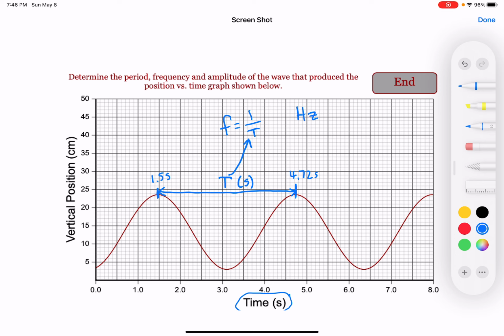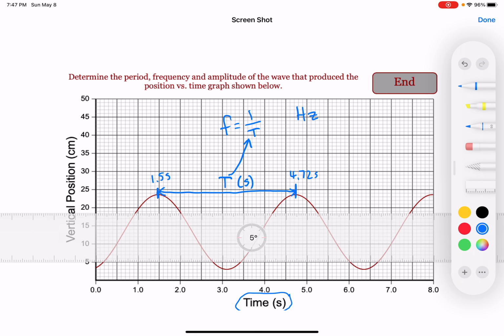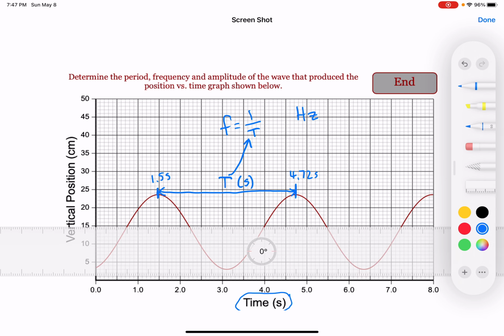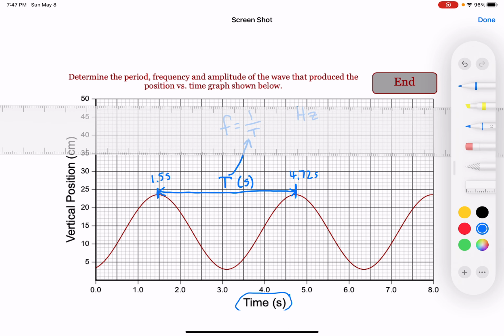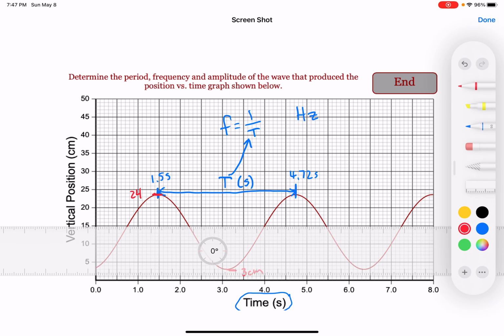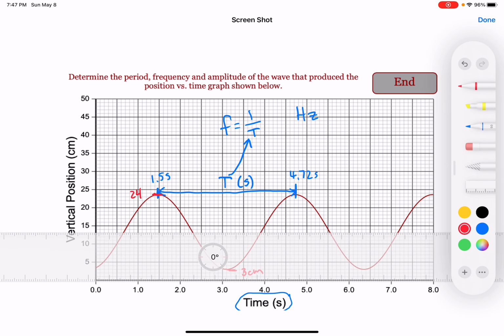Okay, to get the amplitude, we do it the same way we did it on the other problem. We want to establish our center point. Okay, so to establish our center point, we look at the highest point of our graph, which is around 24. We want the lowest point of our graph, which is around 3 centimeters. We add the two together and divide by 2. That will get us our average. So that is about 13.5.